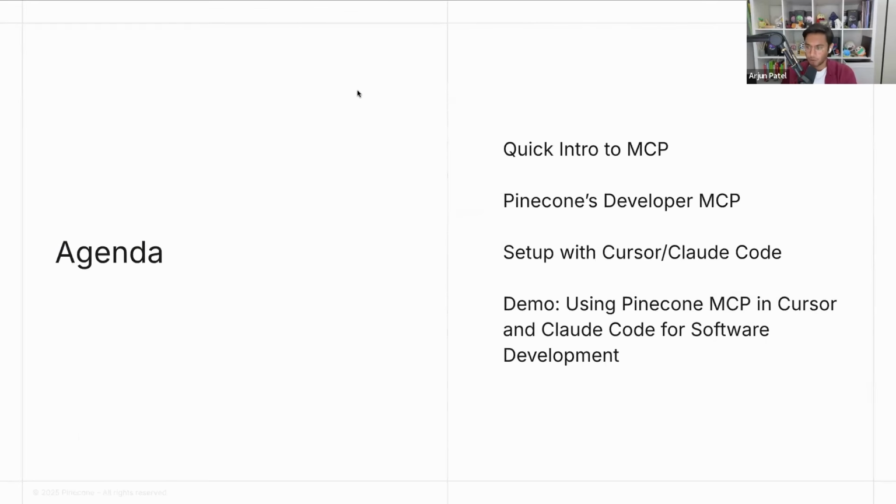So we're going to start with a quick introduction to what MCP is. I saw a few questions in the chat, so that'll be great. We'll cover our bases there. We'll talk about the different MCP servers that Pinecone has. We actually have 3, but today we're going to talk about the Pinecone Developer MCP. Then I'll show you how to set up the MCP server in 2 really popular IDEs, Cursor and Claude Code, which is technically not an IDE, but I'll show you how to use it inside Visual Studio Code using Claude Code.